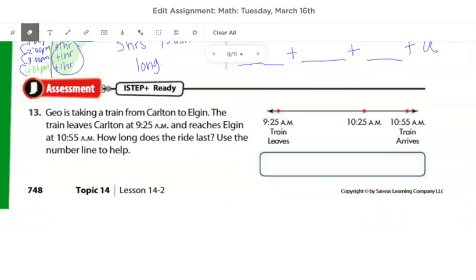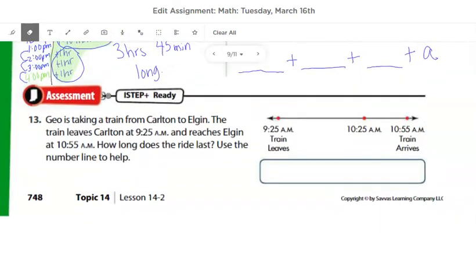And finally, our I-step or Ilearn Readiness. This is something that will look just like on the Ilearn test. Geo is taking a train from Carlton to Elgin. The train leaves Carlton at 9:25 a.m. and reaches Elgin at 10:55 a.m. How long does the ride last? Use the number line to help.